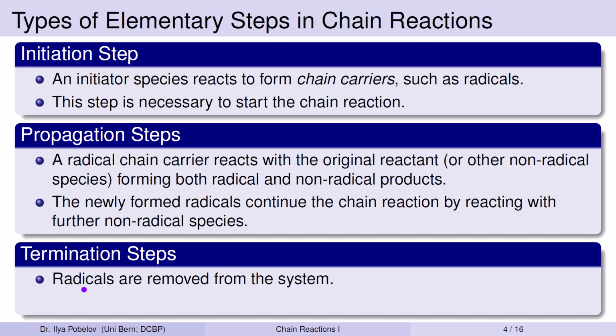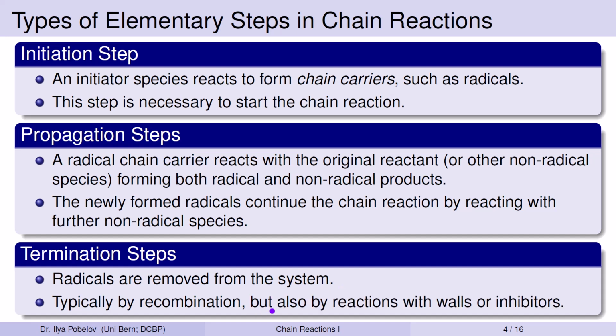The reaction ends in termination steps, where radicals are removed from the system. This typically occurs by recombination, where two radicals form a non-radical product, but also by reactions with walls or inhibitors. If chain carriers are lost or stop reacting, the chain reaction ceases.